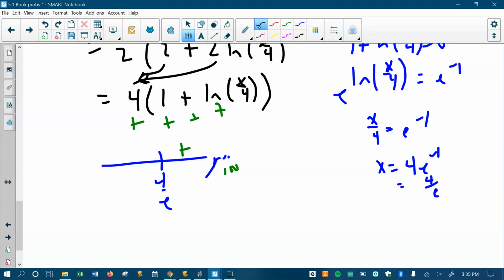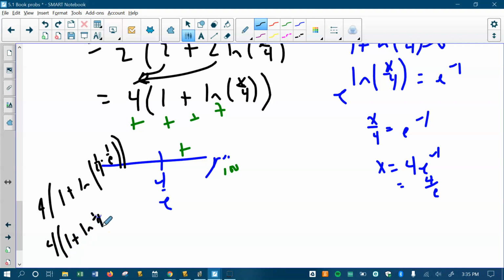If I pick 1 over e, I get 4 times 1 plus ln of 1/4 times 1 over e, which is going to be 4 times 1 plus ln of 1/4 plus ln of e to the negative 1. But we can see here that ln of e to the negative 1 is negative 1.